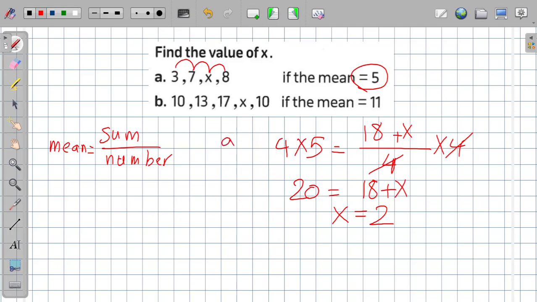Next, this is the first one. Next, I have another data set. I have 10, 13, 17, x, and 10. So I will add them together.